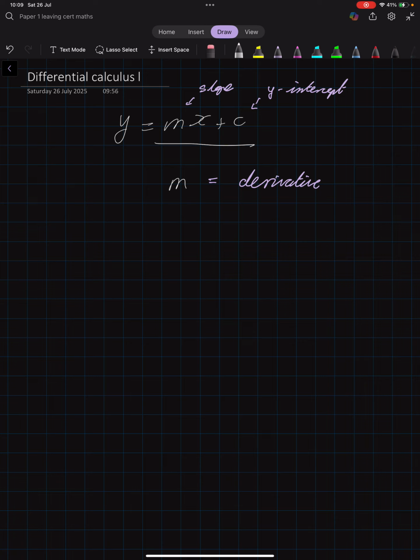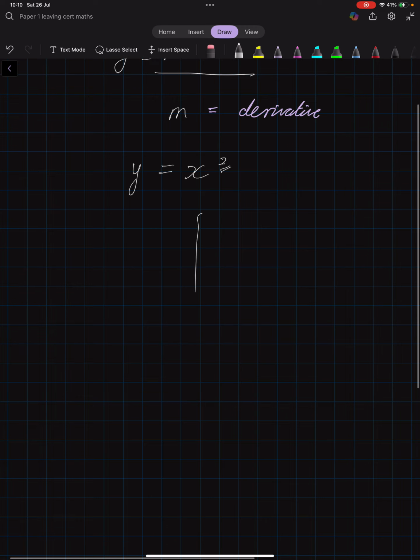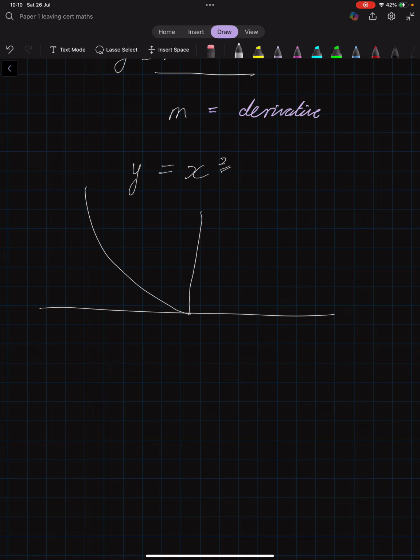Now, the problem is, what if I said y equals, say, x squared? Well, now that's not the same. Now all of a sudden you're saying, hold on, now it's squared, so I actually don't know what the slope is. And also the slope is constantly changing. If you draw it like this, the slope here is different to the slope here.